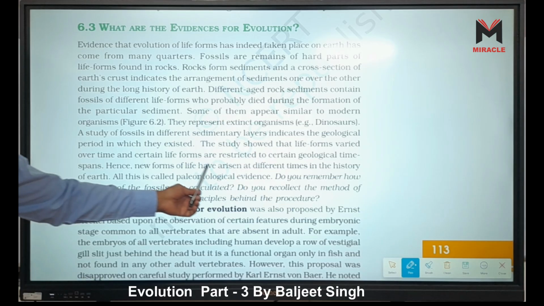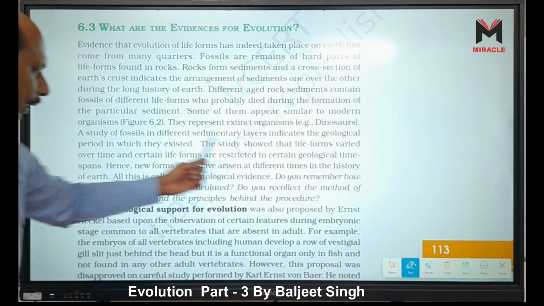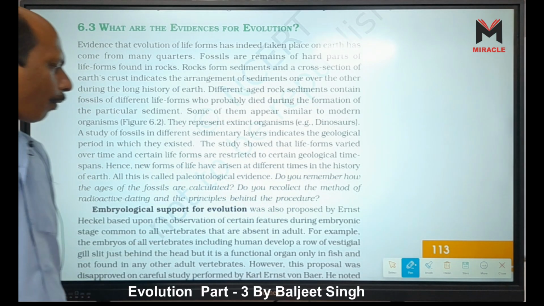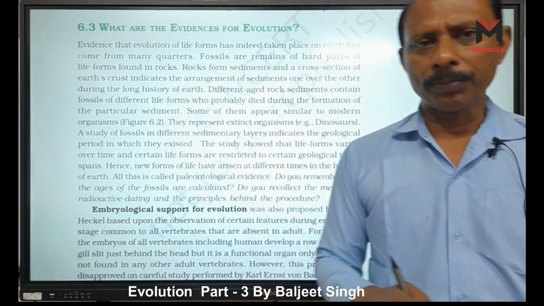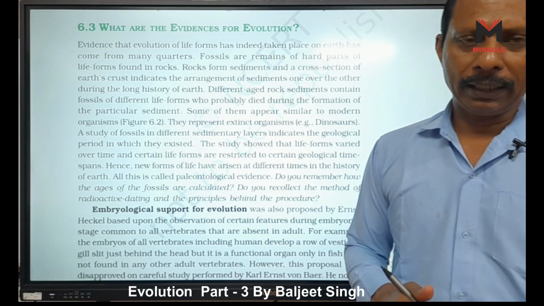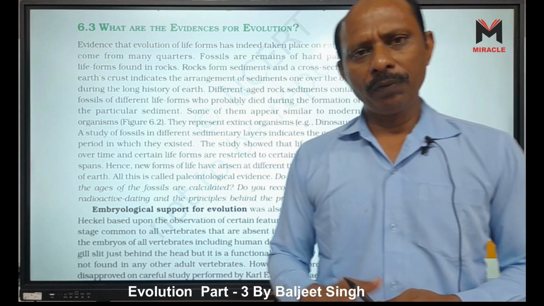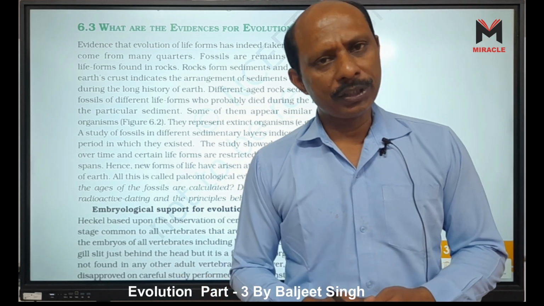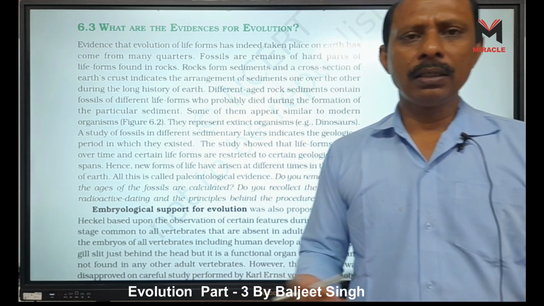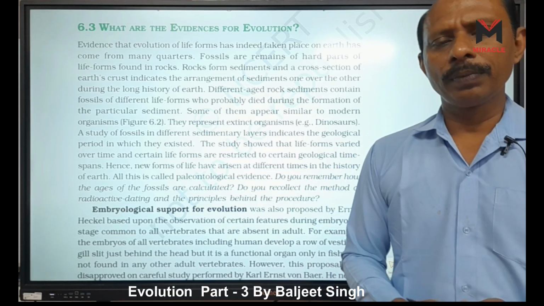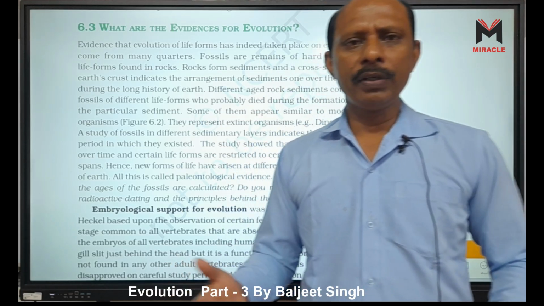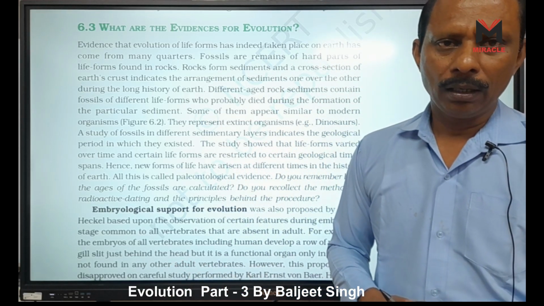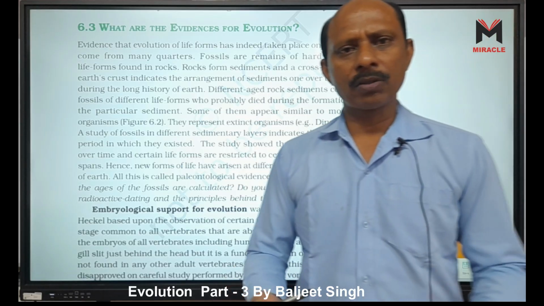Hence, new forms of life have arisen at different times in the history of Earth. They are dominant in different eras or periods. For example, the Devonian period is called the golden age of fishes. Silurian is before the Devonian, when jawless fishes are dominant. Ordovician means non-chordates are dominant. Carboniferous means amphibians are dominant.